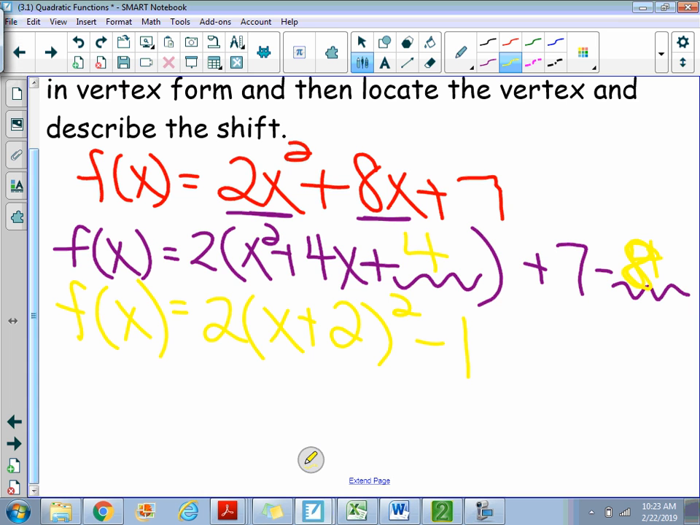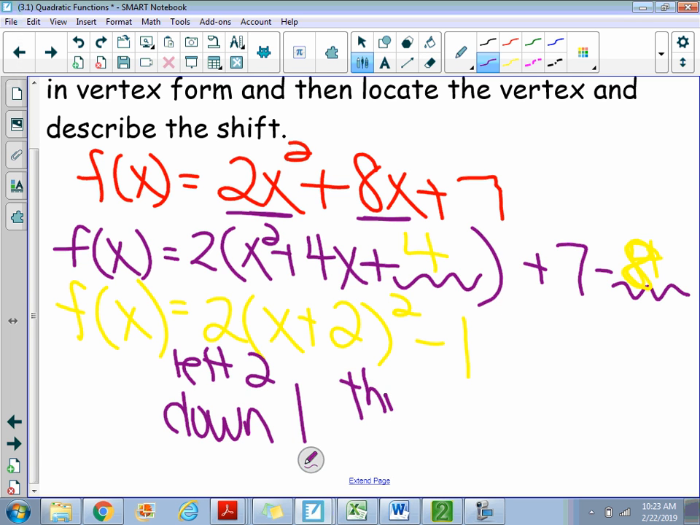What are my shifts? I'm down 1, right? Left 2, and thinner. Cool. So it really wasn't that bad. I think this is faster than doing all the steps to graph in standard form.